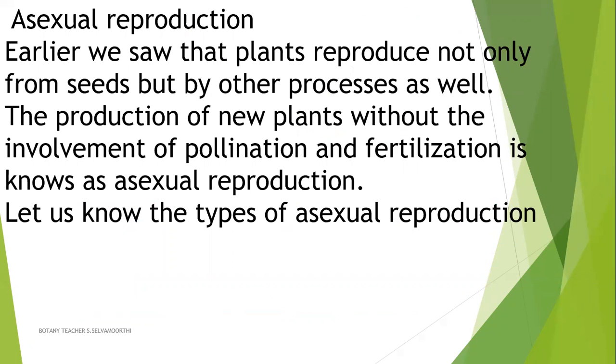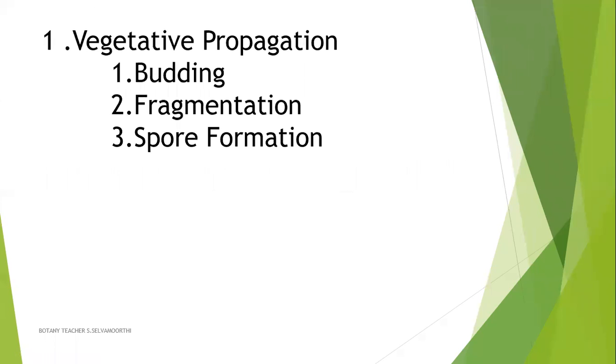Next topic, asexual reproduction. Earlier we studied that plants reproduce not only from seeds but by other processes as well. The production of new plants without the involvement of pollination and fertilization is known as asexual reproduction. Vegetative reproduction methods: budding, fragmentation, spore formation.